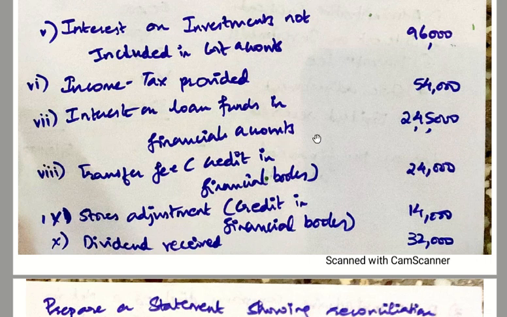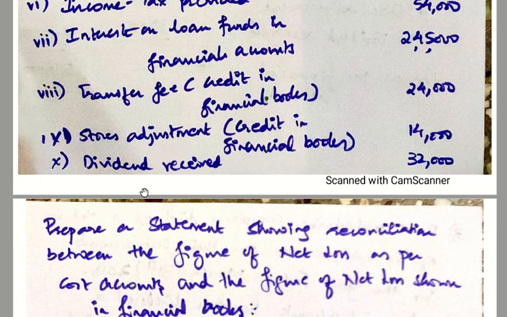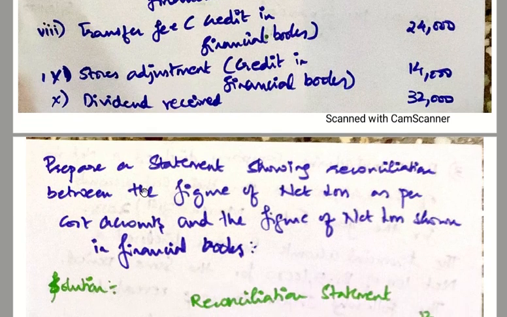Interest on loan funds in financial accounts. Interest on loan funds in financial accounts, basically we will minus it, but here we will add it because it is interest on loan funds. It is an expense. Transfer fee credited in financial accounts. So transfer fee, stores adjustment and the dividend received, all three are incomes. As per the normal format, we will add it, but here since we are starting with the loss, we will minus it, just the inverse of it.